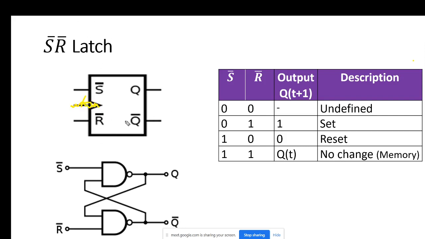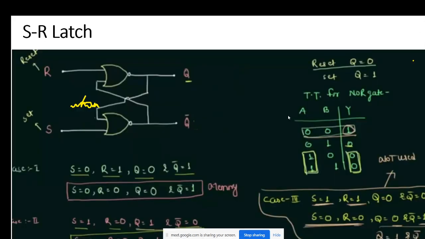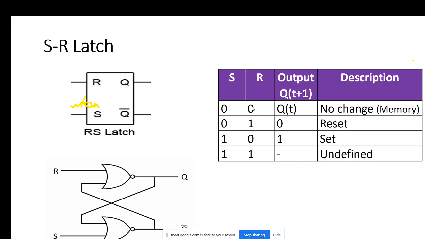Because some diagrams they just miss it. So here we have the S bar and R bar, Q and Q bar, right? So it's very easy to understand. Remember the truth table. This is exactly the mirror image of the previous one. Remember 0 0 is the remembering. Now 1 1 is the remembering, whereas earlier 1 1 is the undefined.